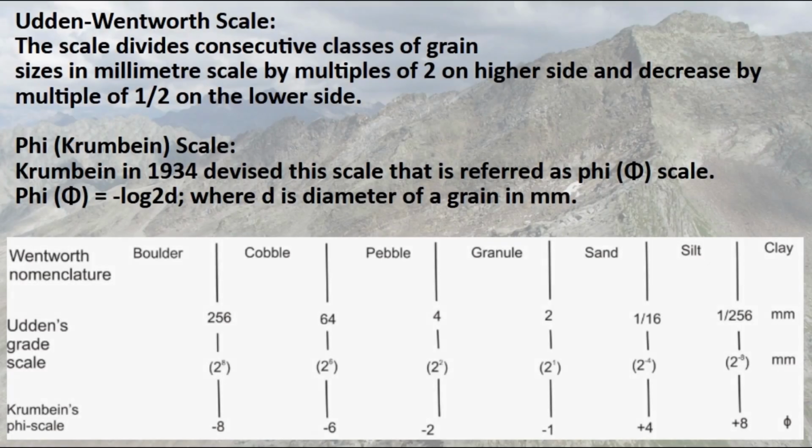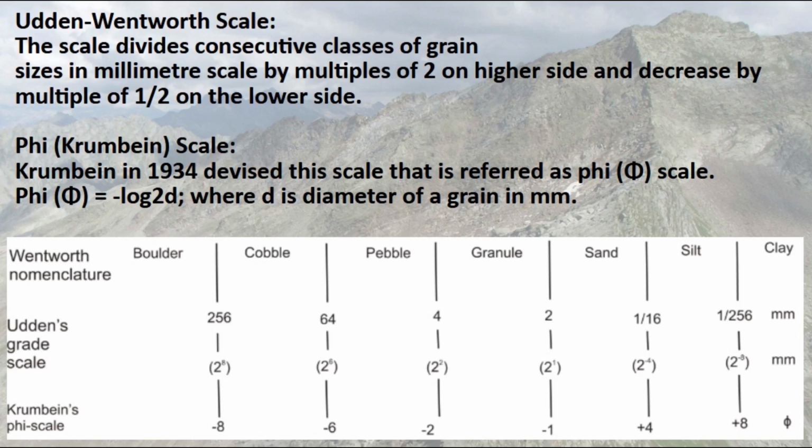And here you can see the two main methods. The Udden-Wentworth scale, that's the standard one. The main idea is that you can see there's some kind of regression here. The scale divides consecutive classes of the grain size in millimeter scale by multipliers of 2 on the higher side and decreases by a multiplier of half on the lower side. So if we start from 1 millimeter, it's usually from coarse sand, till 2 millimeter, and then you multiply by 2 will be 4, and then 64. So you go into a logarithmic progression here.